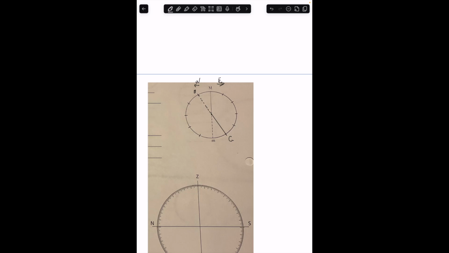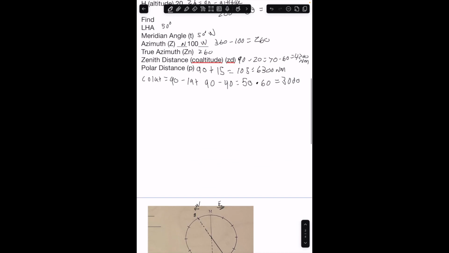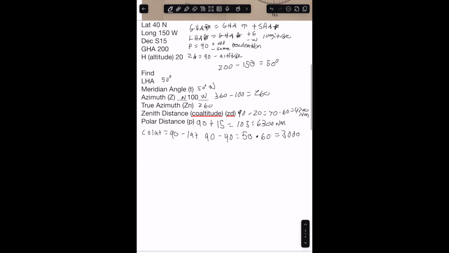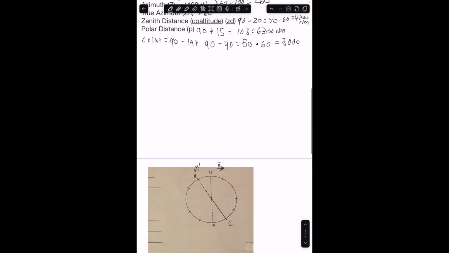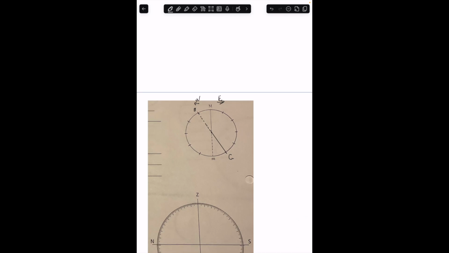Okay, now we're going to plot the star. And we know what our LHA of the star is, which is also T. It's 50 degrees, and it's 50 degrees west. So that's 30, and that's 60. 50 is going to be right about, say, here. That is our star. So now we've got to put in all of our angles.